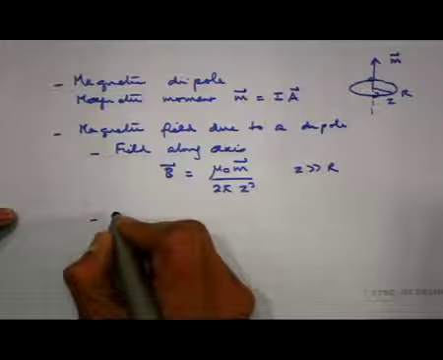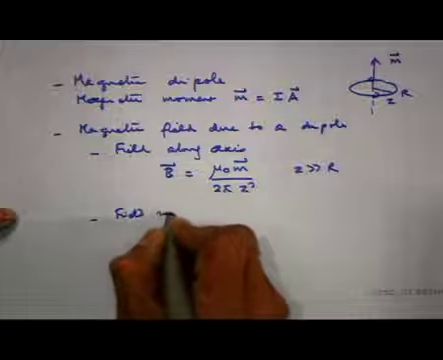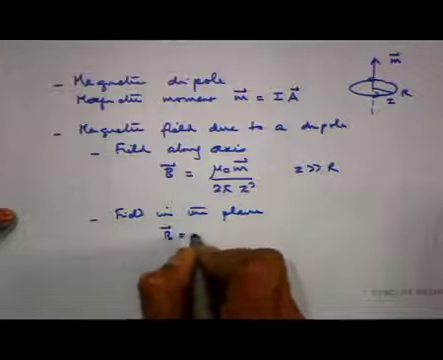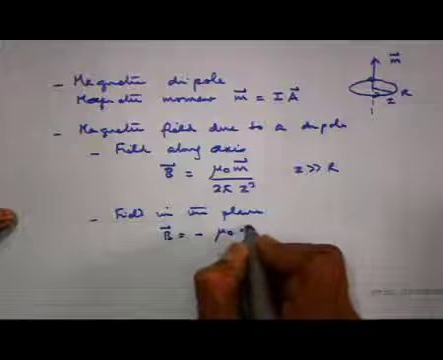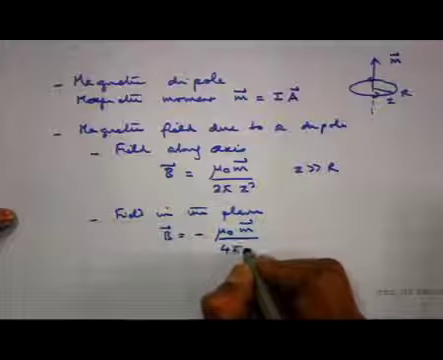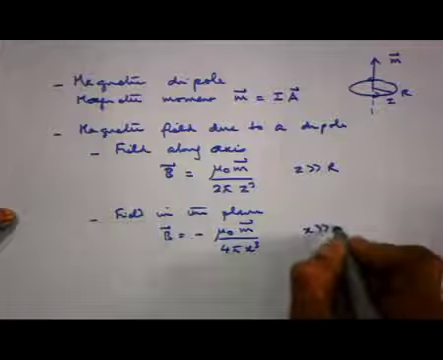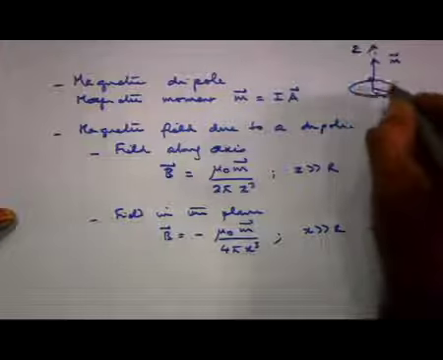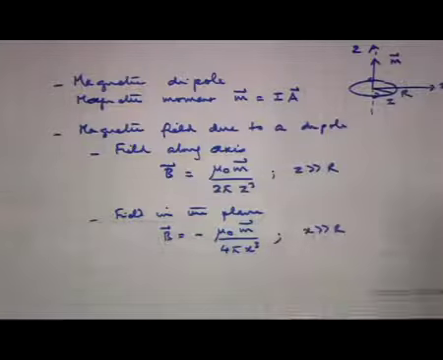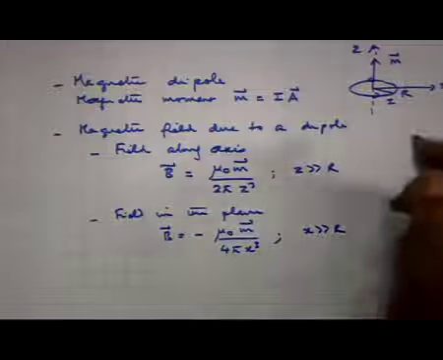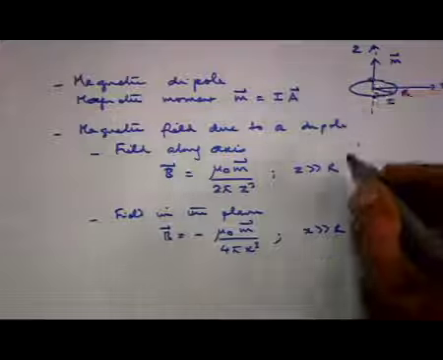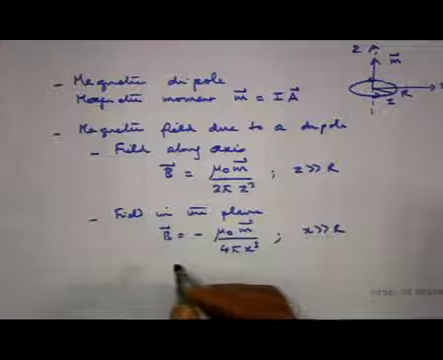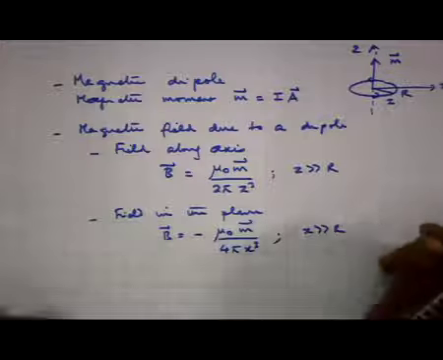Similarly, we had done a calculation for the field in the plane, and B was equal to minus mu naught m by 4 pi x cube, where x is much greater than r. So, we had assumed this is the z direction, this is the x direction, and far away from the dipole, the magnetic dipole field along the axis is mu naught m by 2 pi z cube. It is parallel to the magnetic dipole moment, and the field in the plane is minus mu naught m by 4 pi x cube.